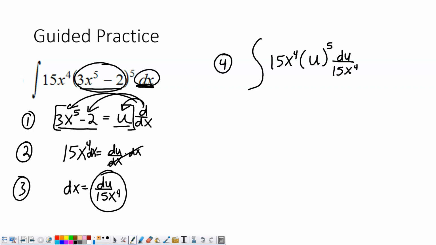Now go ahead and do step five. Step five is pretty chill. All you do is these cancel. And like we said, at this point, by the end of step five, you should have no more x's. It should all be u's. All right, go ahead and do step six.